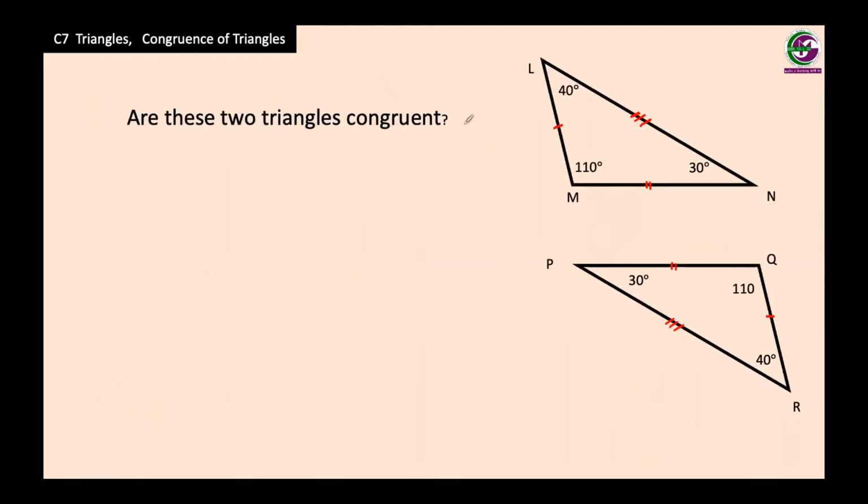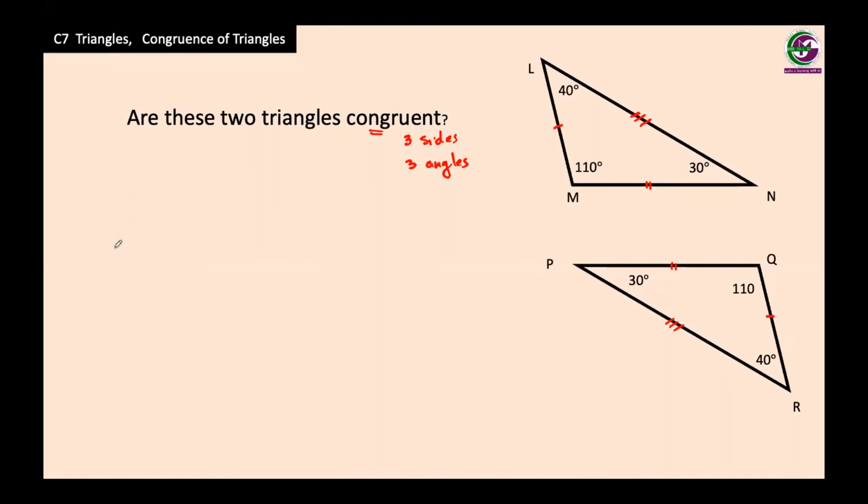Are these two triangles congruent? Again, what was the rule for congruence? You have to see three sides and also three angles of both the triangles. Here we have 40 for both of them, 110, 30, and each one is having 1 cross, 2 cross, and 3 cross, which means all the three sides are equal and all the three angles are equal for both these triangles. So these two triangles are congruent.